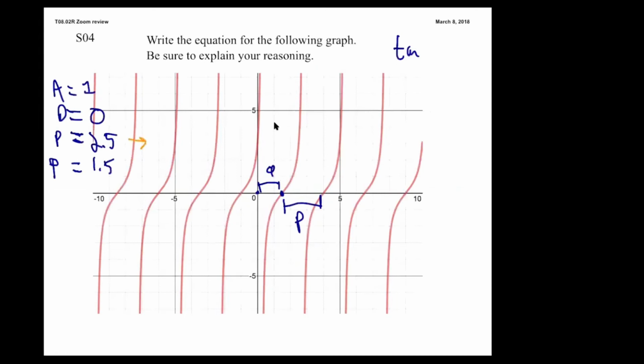Now I can get omega and I can get beta. How do I get omega? 2 pi over 2.5, right? Well, pi over 2.5, which is 2/5 pi, 0.4 pi, I think. Okay. And beta is?